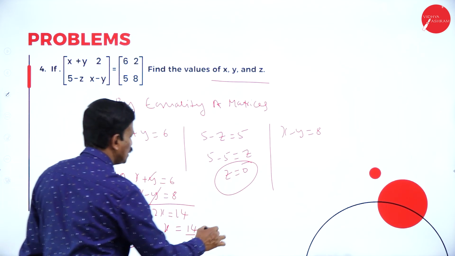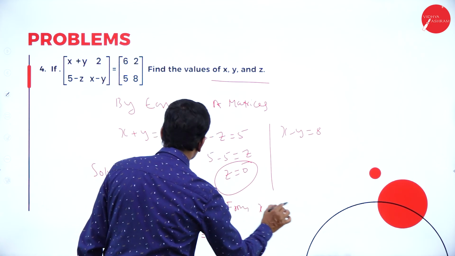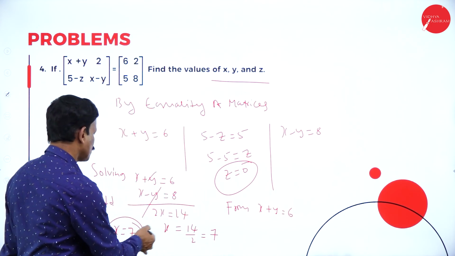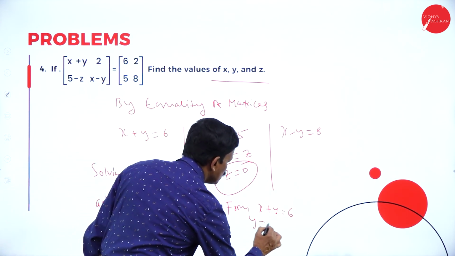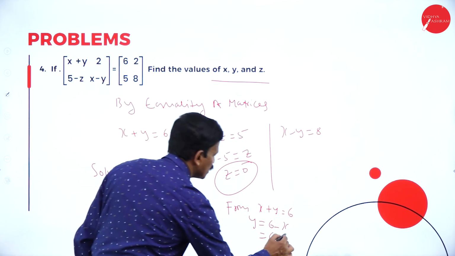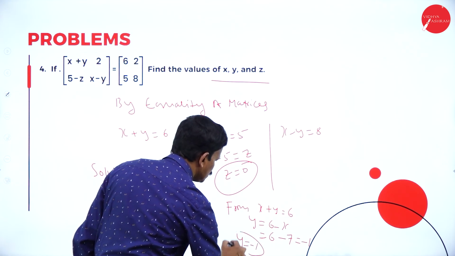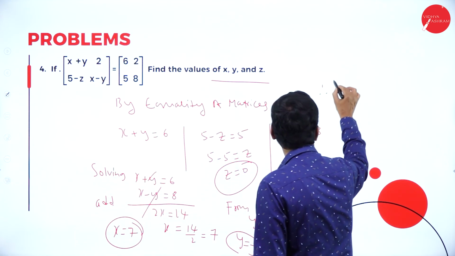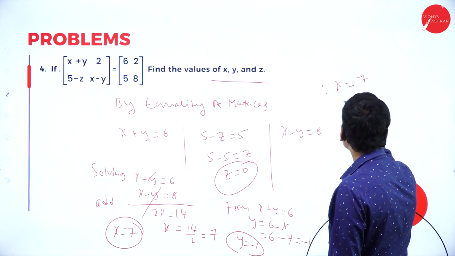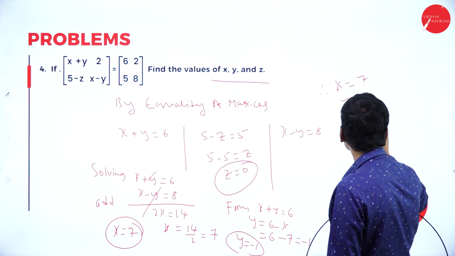Substitute this value in any one of these two equations. From x plus y is equal to 6, now, what is y? y is equal to 6 minus x, 6 minus 7, that's equal to minus 1. So, therefore, y is equal to minus 1. So, therefore, the value of x is 7, y is equal to minus 1, and z is equal to 0.